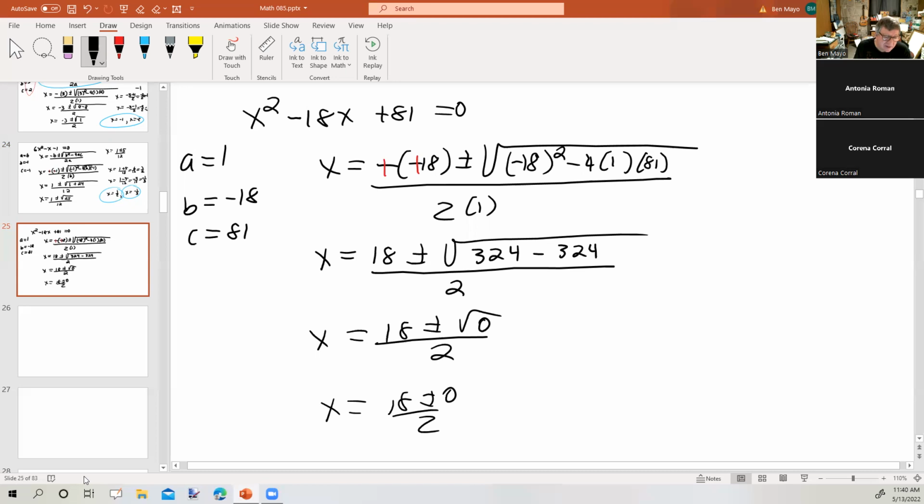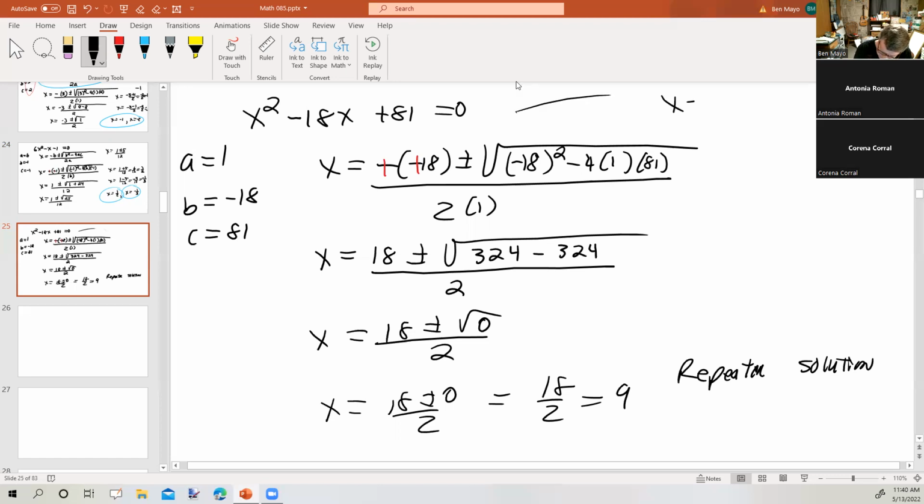Well, 18 plus 0 is 18. 18 minus 0 is 18. So basically you get 18 over 2, which is 9. But this is a repeated solution, because we get the same solution twice. Notice if we factored this, it would be a perfect square trinomial.